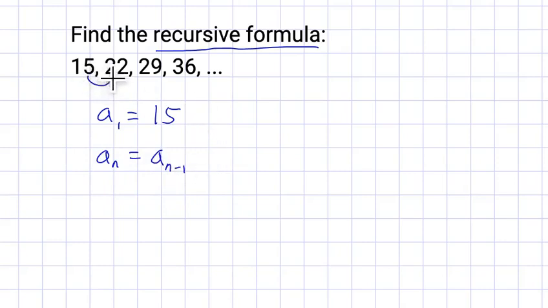And let's see what we need to keep repeating. So in this case, we are adding 7 each time. So we just write plus 7. So one advantage of a recursive formula is we can pretty much write the rule or the formula just by looking at the sequence.